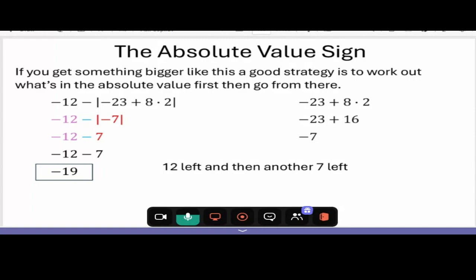Okay, so absolute value. Once you evaluate the thing inside of it, it makes it positive. It doesn't affect anything outside of it. It doesn't magically turn other things positive, just the thing that's inside of it, and then you plug that back in and carry on from there and work out the rest of whatever it is you have to do with your order of operations.